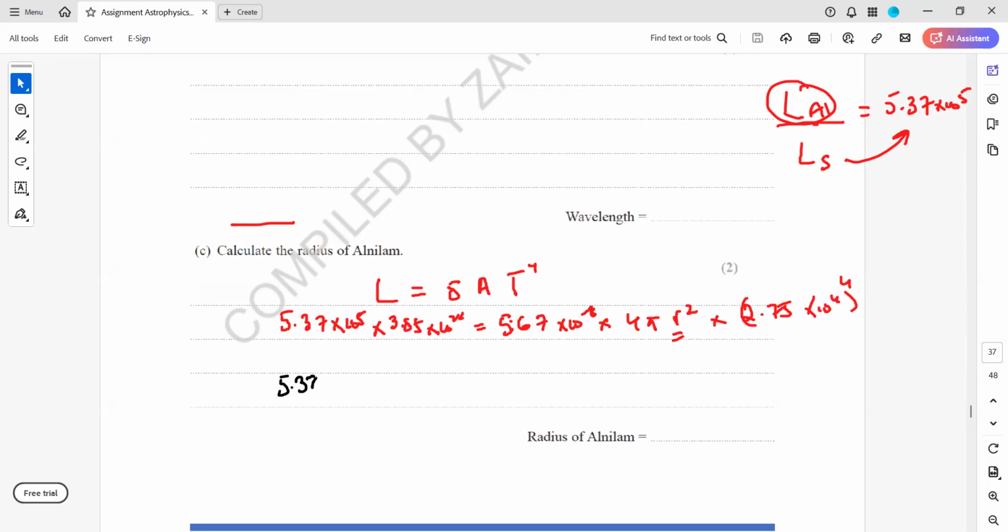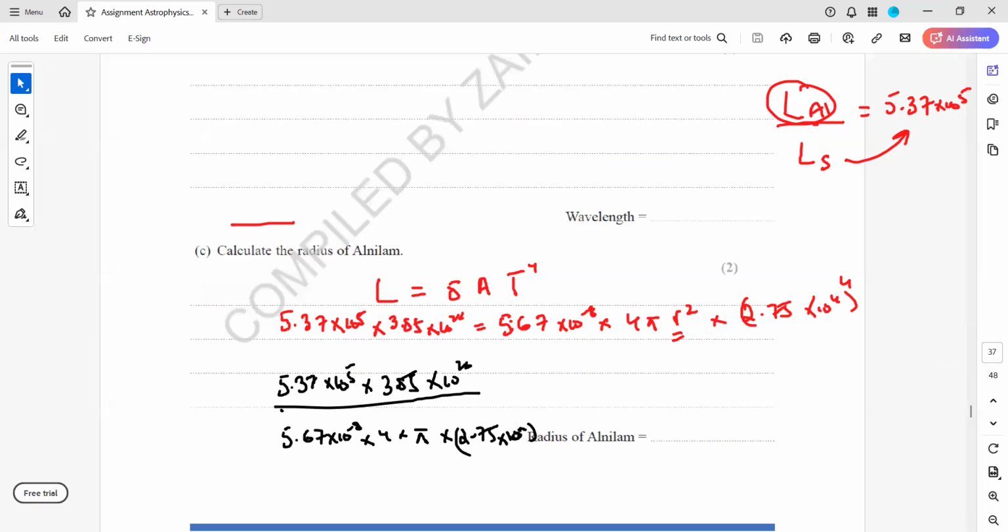Like for example, 5.37 exponent 5 times 3.85 exponent 26, divided by 5.67 exponent minus 8 multiply by 4 multiply by pi multiply by 2.75 exponent 4 raised to power 4. That will give us the radius in a root, the size of this star according to the given values.